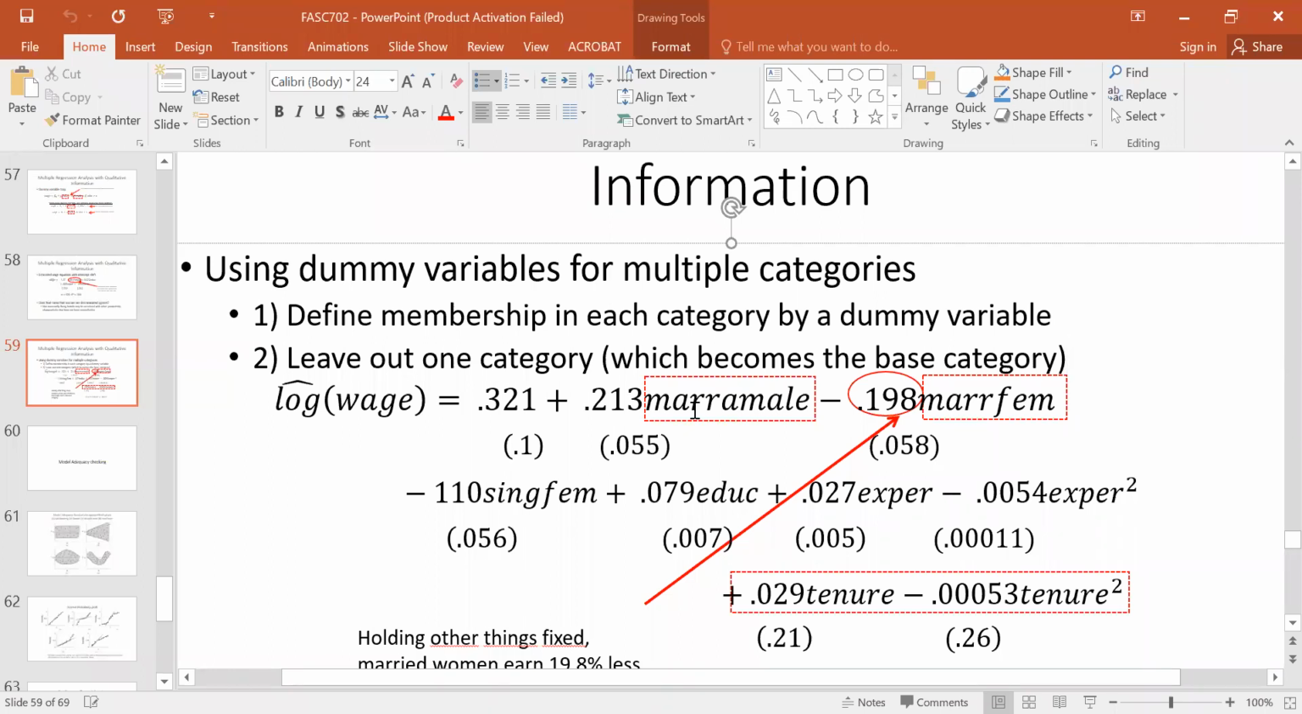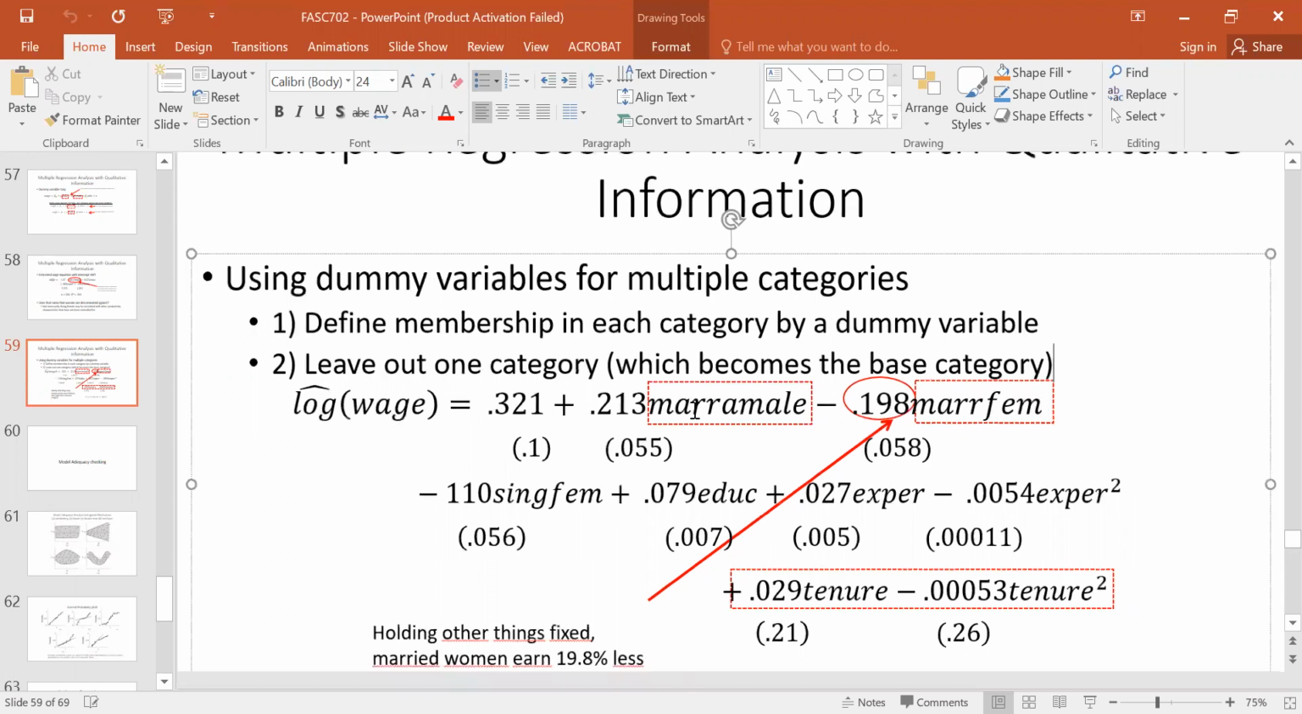Somebody may want to capture your region, your hometown's region, whether you are from Greater Accra or Eastern and so on. So we have 16 regions. You create a dummy for 15 and leave one of them out. And the one you leave out becomes the base category. And you compare all the results to the base category.